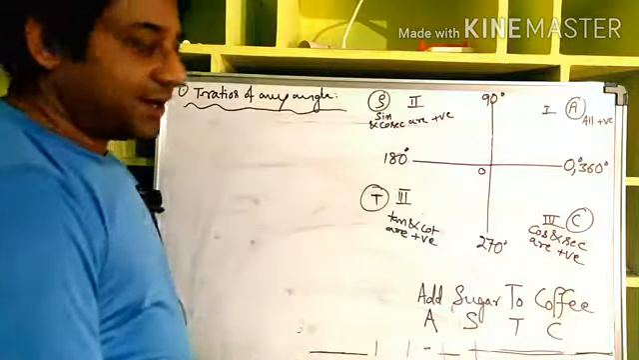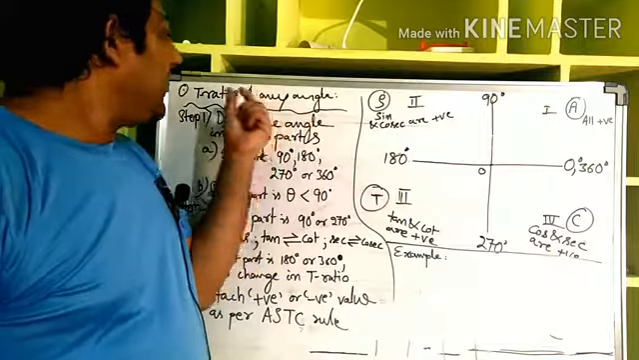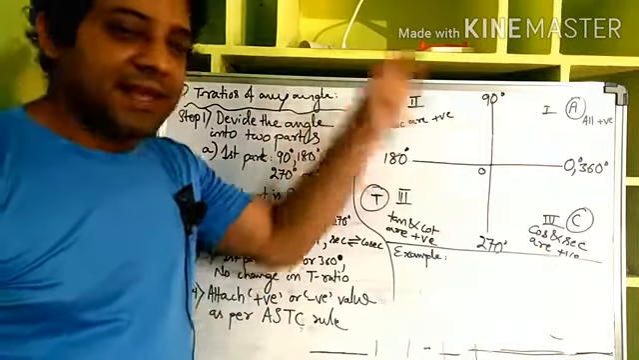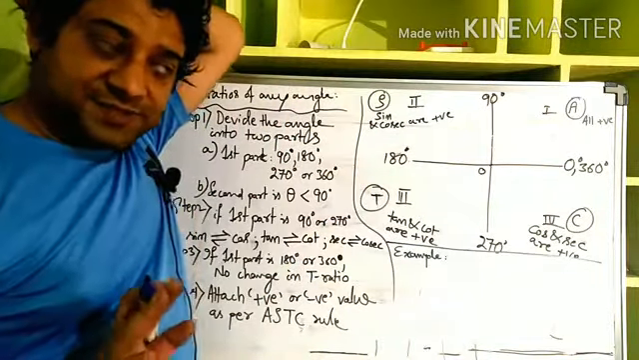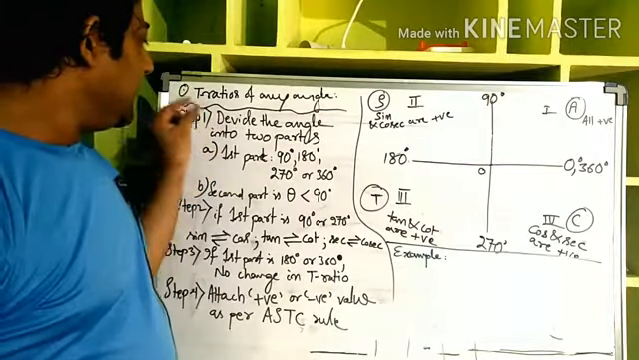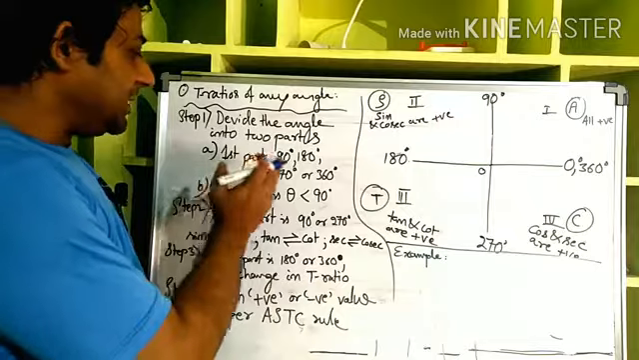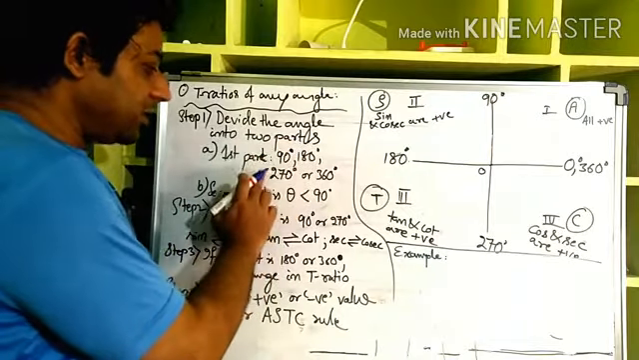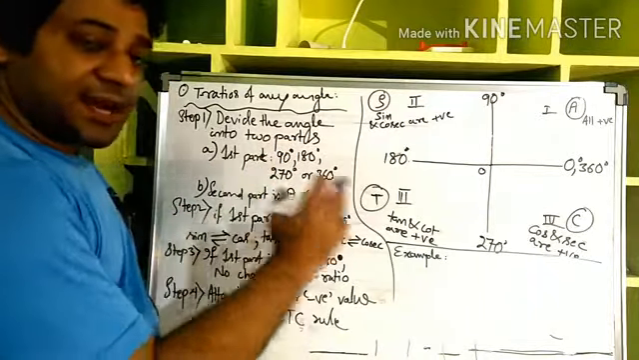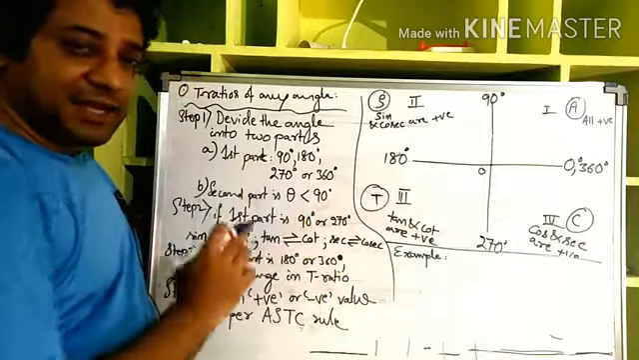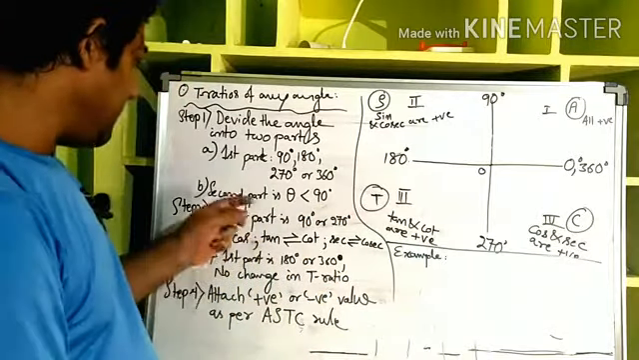That means the rest are all negative. Look, to find out any trigonometric ratio of any angle, we will follow certain steps. The first step is to divide the angle into two parts. One part will be 90, 180, 270 or 360, and the other part will be less than 90. With an example, I'll make you understand this.